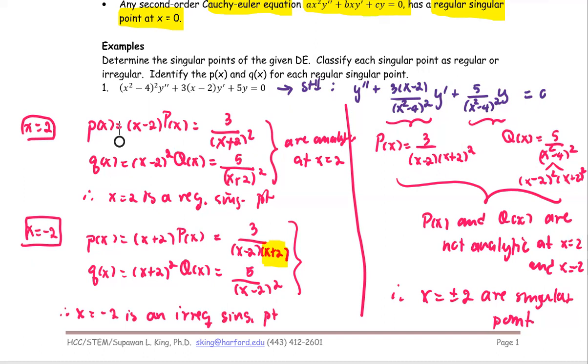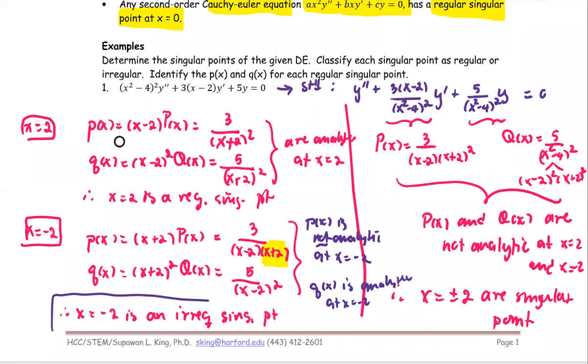So we make a note here that p(x) is not analytic at x equals negative 2, where q(x) is. But at least one of them is not analytic. So we say x equals negative 2 is an irregular singular point.